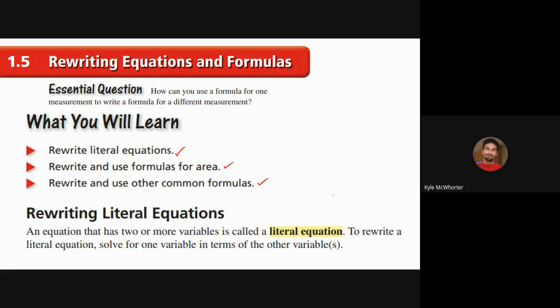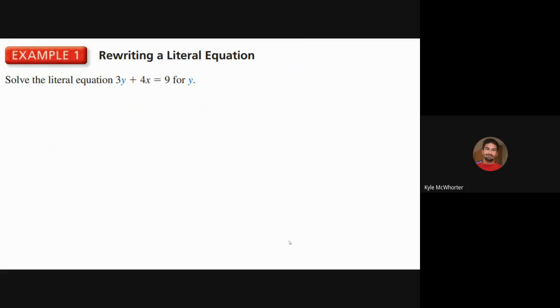To rewrite a literal equation, you just solve for one of the variables. So you get one variable by itself, and everything else is going to be on the other side of the equal sign. You're going to be either told which variable to solve for, or you're going to have to figure out which variable to solve for. Once you do that, you treat all the other variables like they're numbers. And then you're just going to use inverse operations and the same process that we've been using to solve.